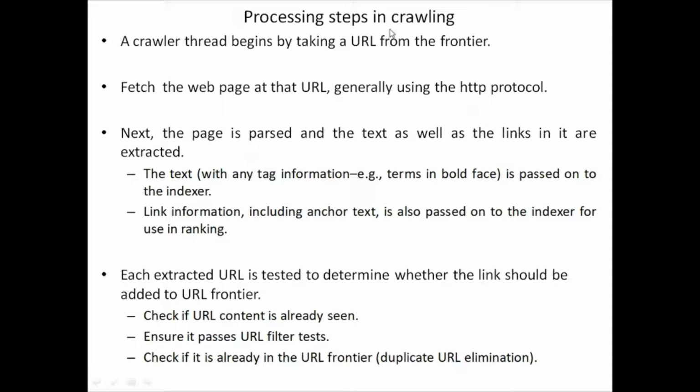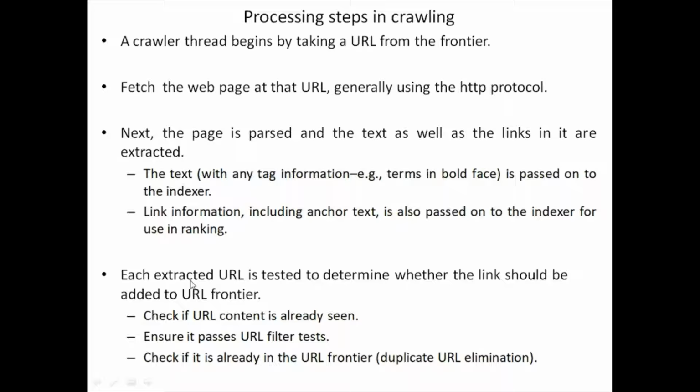So, the processing steps in crawling. A crawler thread begins by taking a URL from the frontier. It fetches the web page at that URL, generally using the HTTP protocol. Next, the page is parsed and the text as well as the links in it are extracted. We have seen that the text is passed on to the indexer, and link information including the anchor text is also passed on to the indexer for ranking purposes.